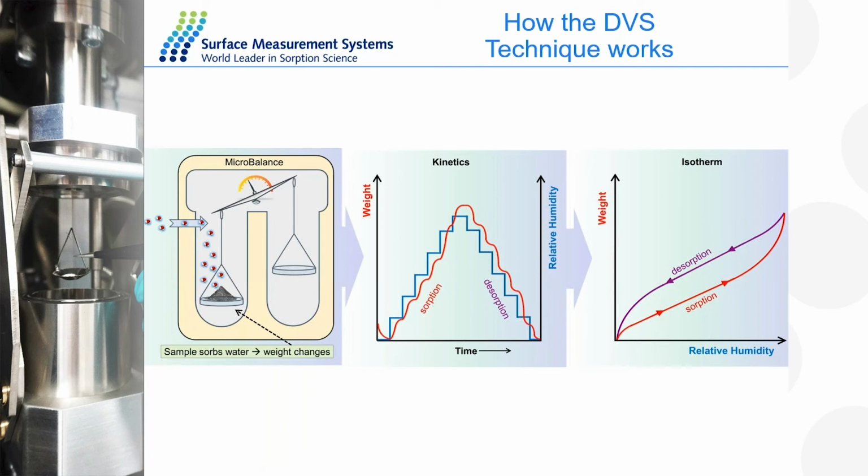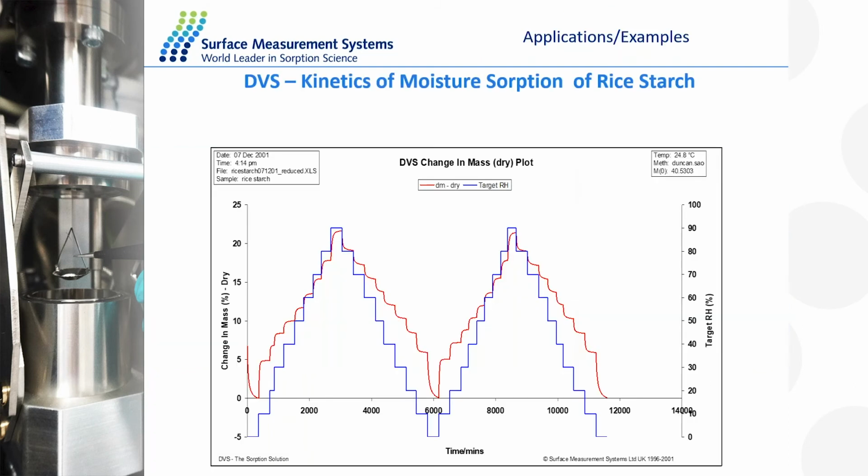We take each point of equilibrium of the kinetic plot, and we plot it against the relative humidity, and we get the isotherm plot. So how would the data look when we actually look physically at the data? This is an experiment done on a sample of rice, and it is a 2-cycle experiment of absorption and desorption. So in red, right here, you have your mass, and in blue, you have your relative humidity.